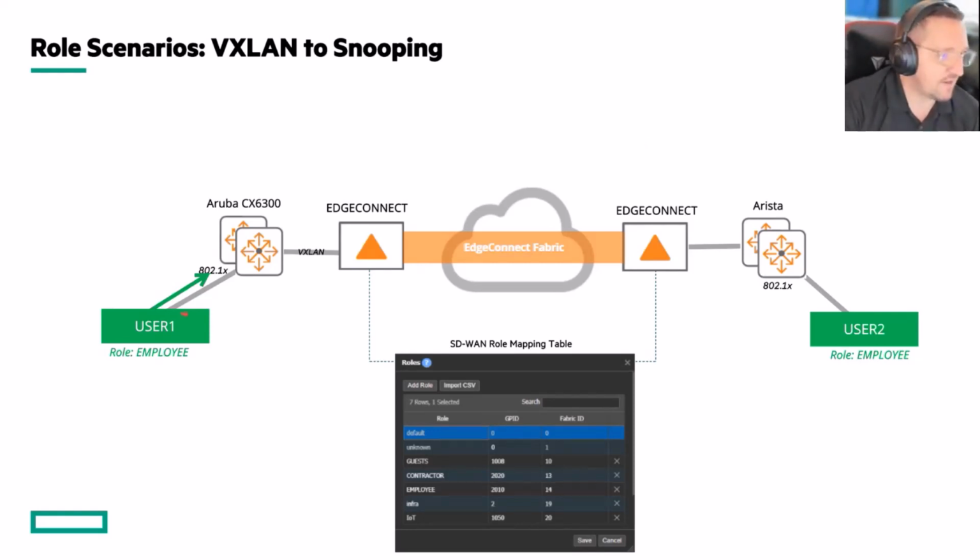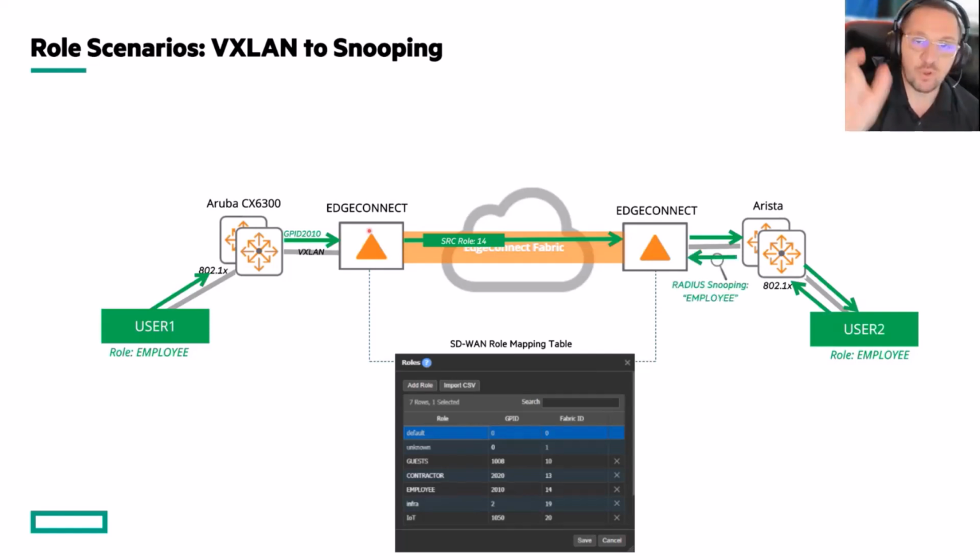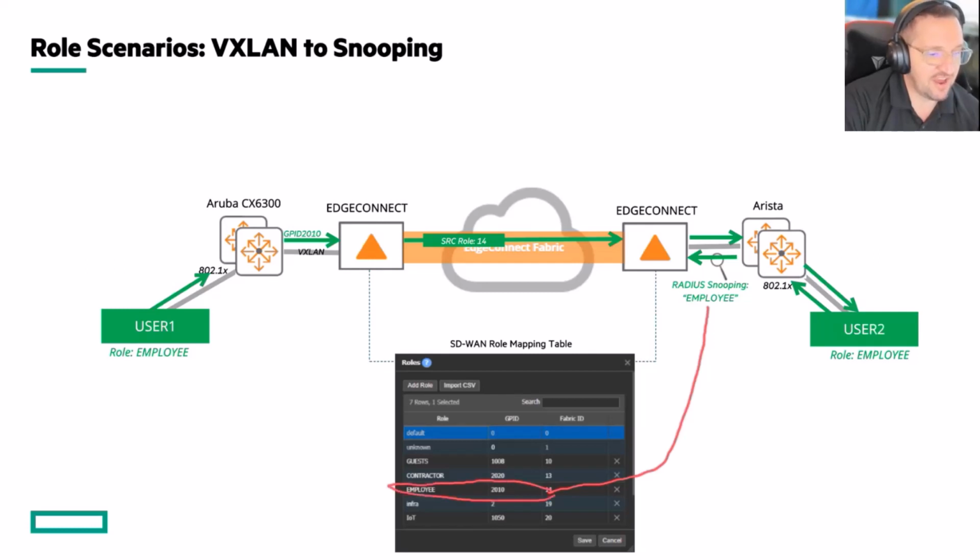So in this case, we've got a user over here. 802.1X authenticates employee. Same thing. We just use VXLAN, GPID, Aruba equipment. We encode the GPID value, send it across the fabric. Now, when it gets to the other side, though, there's an Arista switch, no VXLAN. What do we do? Well, when user 2 authenticates and connects to the network, we snoop the fact that this user is using role employee. So this here gets mapped into this record.